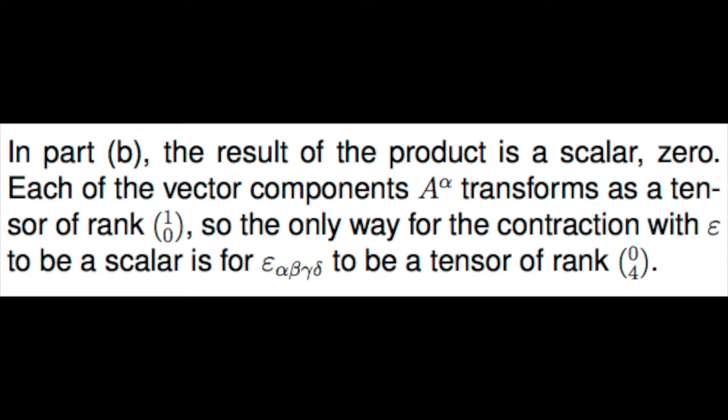Now each of the A objects is a tensor of rank 1, 0, and 0 on the other side of the equal sign is a tensor of rank 0, 0. 0 transformed in any other coordinate system is 0. So the remaining object, epsilon sub alpha beta gamma delta, must be a tensor of rank 0, 4 for consistency in the equation, and that's all I want for this part.